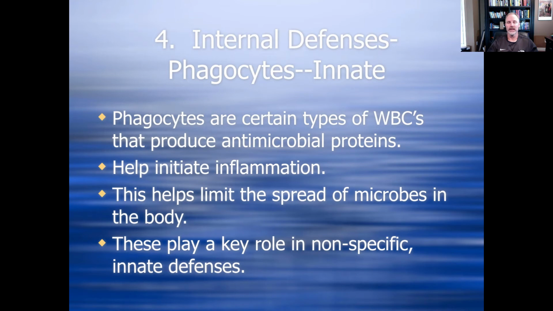These are some white blood cells that produce antimicrobial types of proteins. They initiate inflammation, and they engulf and trap microbes to try to help limit their spread throughout the body. And this is key to the non-specific type of innate defenses, but it also plays a role in the acquired immune system, as we'll see.